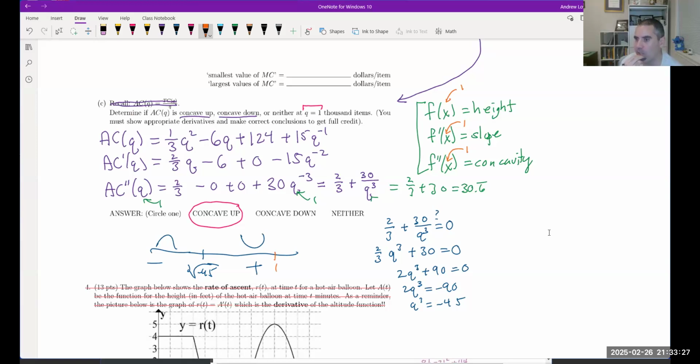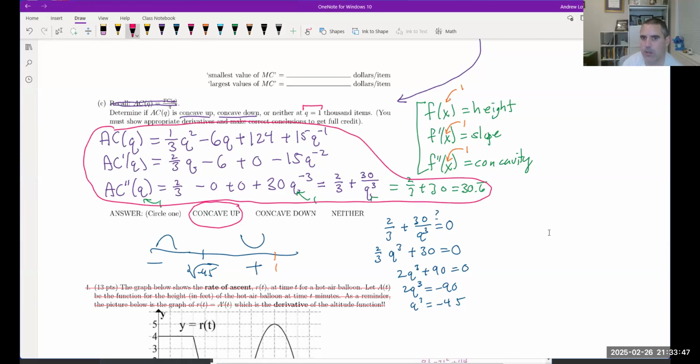If it was 0, you would say neither. Yeah, this is the sufficient work to do this. You take the second derivative, plug in 1, and stop. And circle concave up. So this is that the second derivative at 1 is positive. It's concave up because the second derivative is positive.